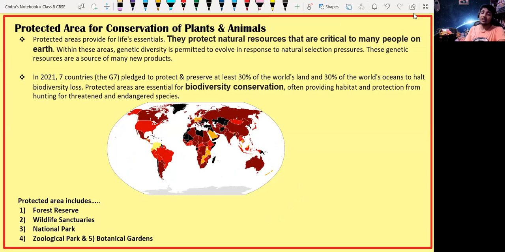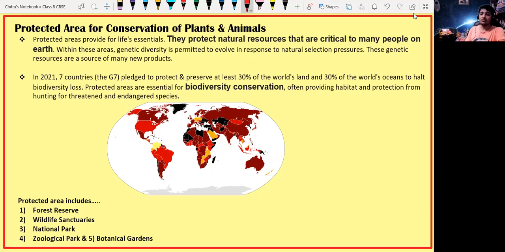So what is a protected area that we have to understand? The protected area is provided for life essentials, for those animals and plants that are going to be extinct in future. This is the area which is provided by the government at the India level or all over the world level so that those species of plant and animal can be conserved. They are going to be extinct in the coming future, so we have to protect them.